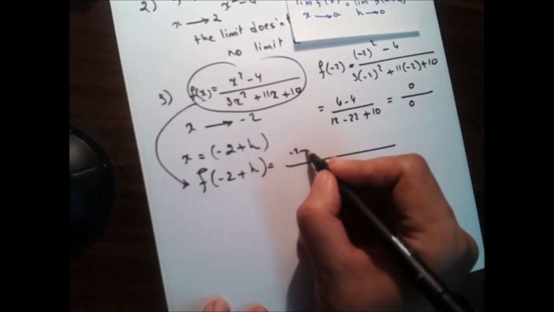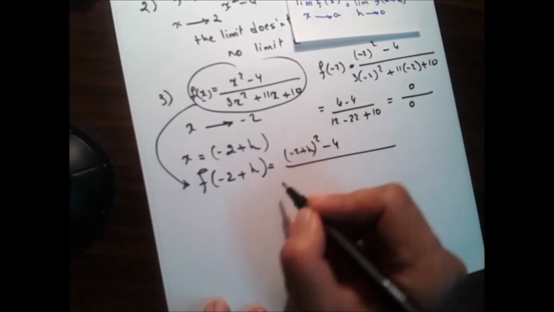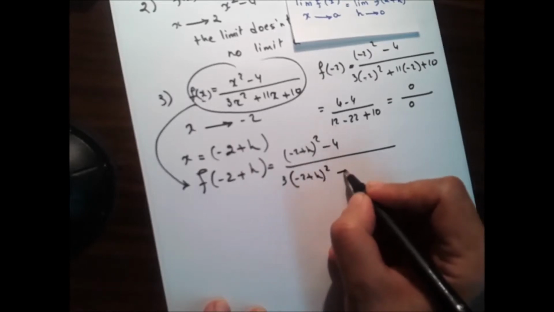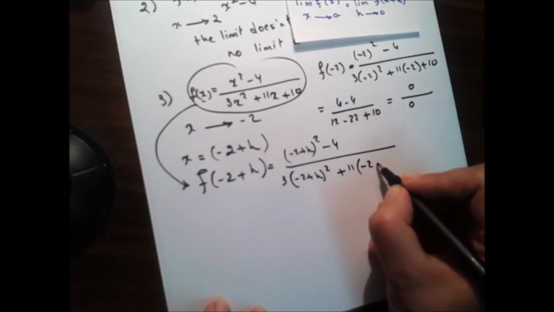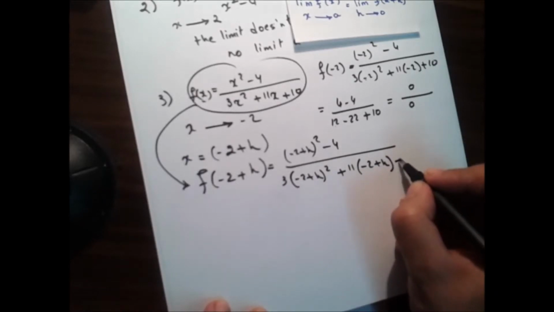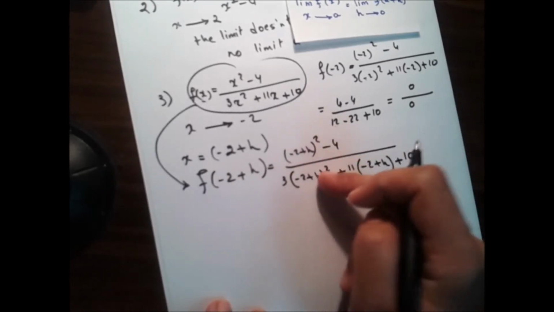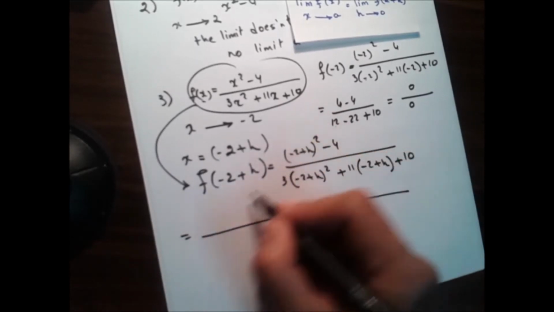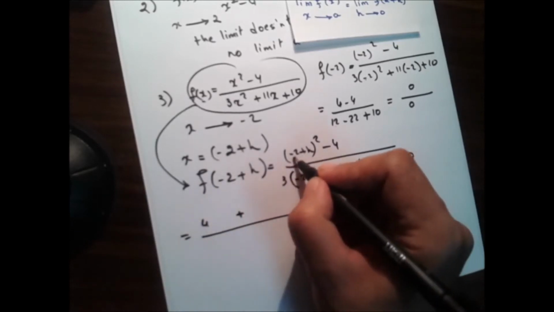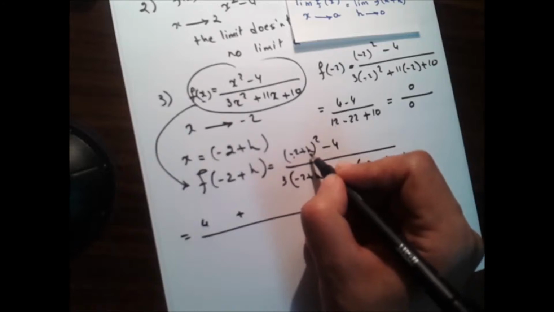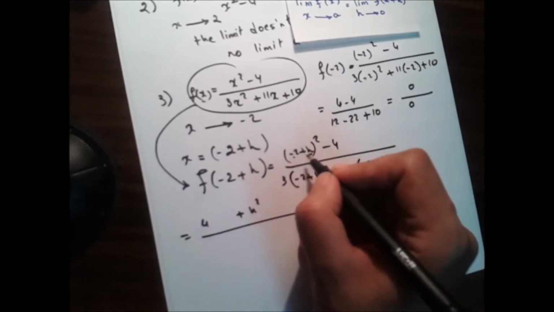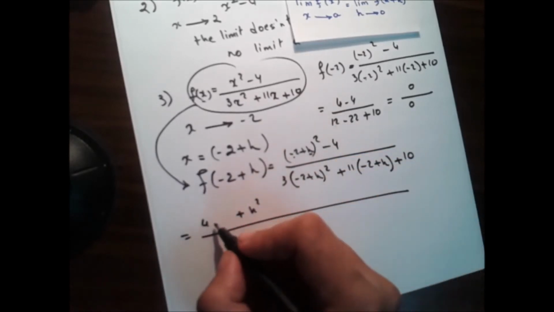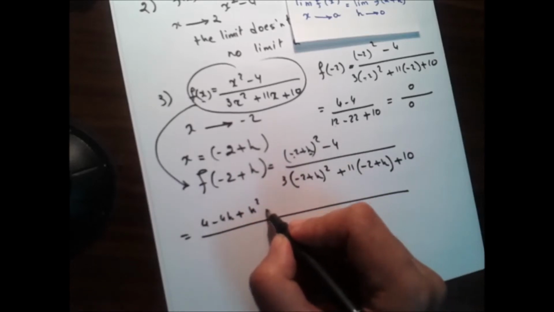x squared, so (negative 2 plus h) squared minus 4, over 3 times x squared, so 3 times (negative 2 plus h) all squared, plus 11 times (negative 2 plus h), and finally plus 10. We need to expand many perfect squares. This is equal, up and down. So this is equal to negative 2 squared to be 4, plus square of the first plus square of the second, so plus h squared. Take the first times the second times 2, so negative 2 times h to be negative 2h, times 2 to be negative 4h, minus 4.